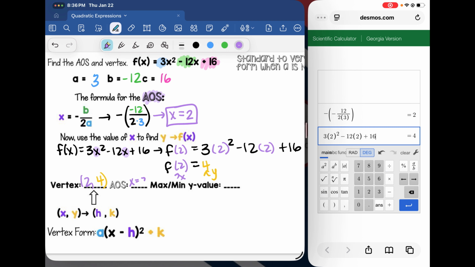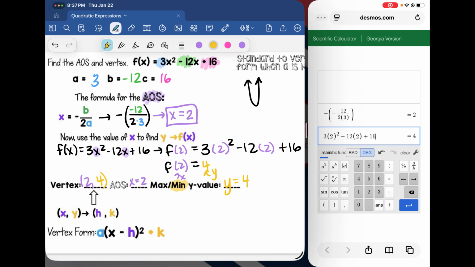Now, is this a maximum or a minimum? My a value is positive, which means if I were to see it on a graph, it should look like this because it's smiling, because my a value is positive, which means the vertex is at its lowest point, which will give me a minimum. Well, what is the minimum value? Y is equal to 4 because that's how low it goes.